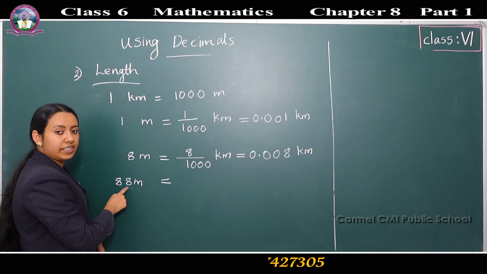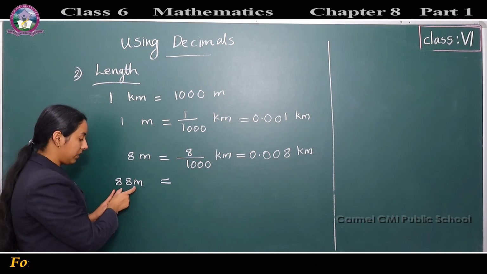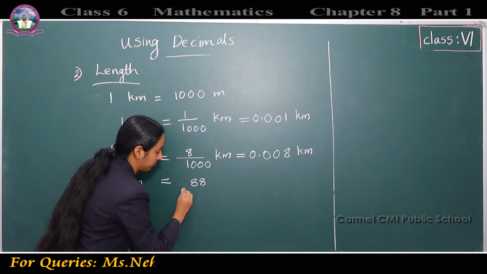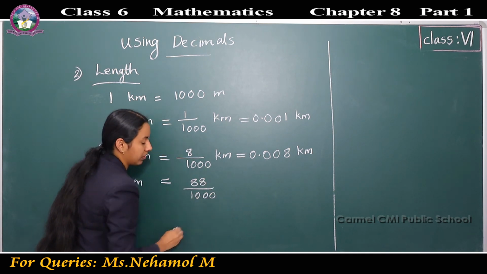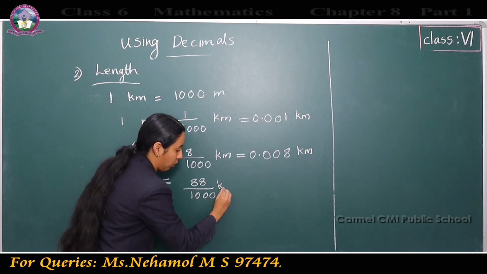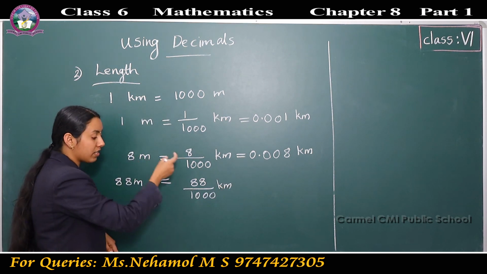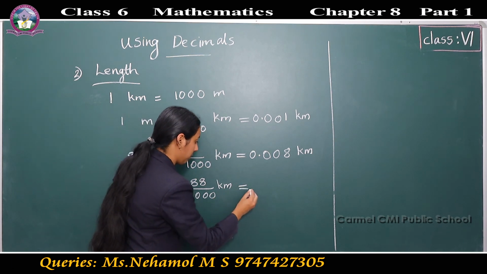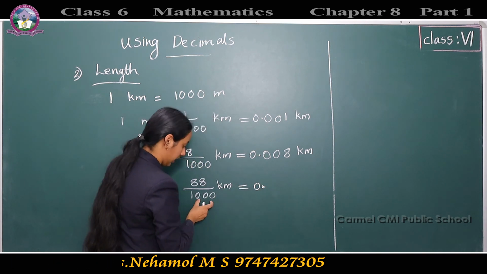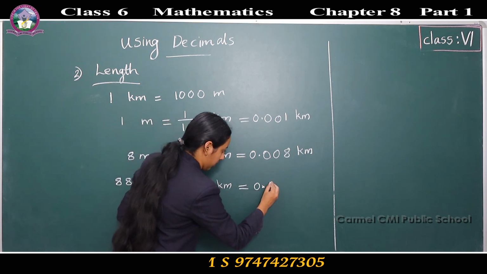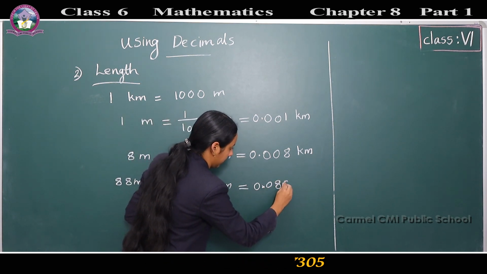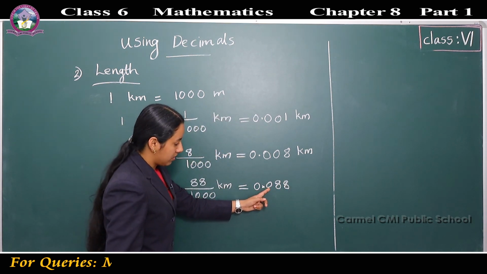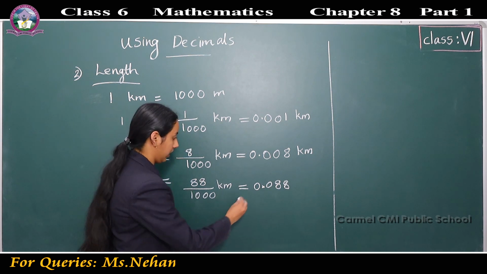Then next one, 88 meter. 88 meter means how much kilometer? 88 by 1000 kilometer. 88 meter means 88 by 1000 kilometer, which is equal to 0.088 kilometer. 3 zeros in the denominator, so 1, 2, 3 decimal places. 0.088 kilometer.